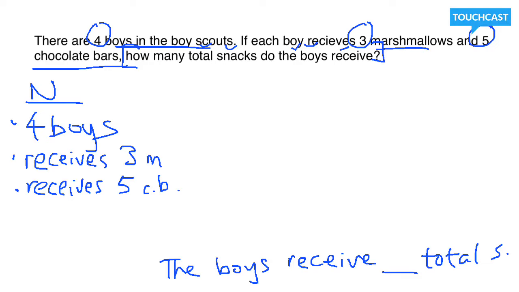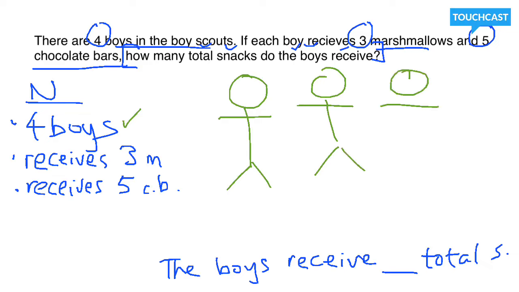When in doubt, draw it out. Draw a picture. I beg of you. Alright guys, we are back. So, let's start with our first piece of information. We have 4 boys. So I'm going to draw my 4 boys. 1, 2, 3, 4. And each of the 4 boys receives 3 marshmallows.